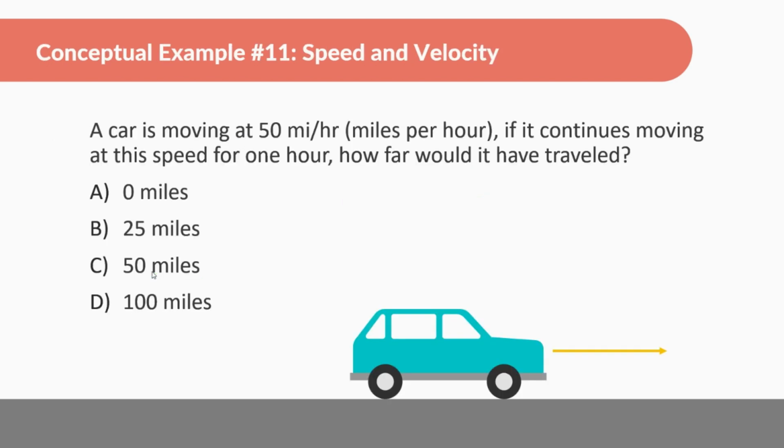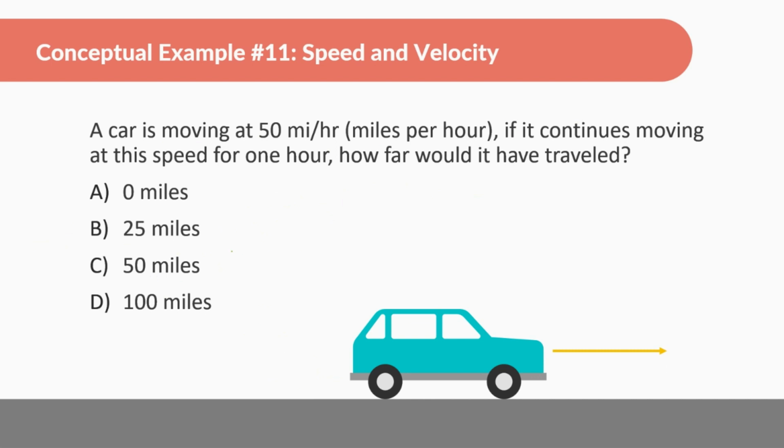Okay. Conceptual example here. A car is moving 50 miles per hour. We hear this all the time. The speed limit is 50 miles an hour, 60 miles an hour, 70 miles an hour, whatever. If it continues moving at the speed for 1 hour, how far would it have traveled? Okay, so if something is going 50 miles per hour, after 1 hour, how far would it have gone?